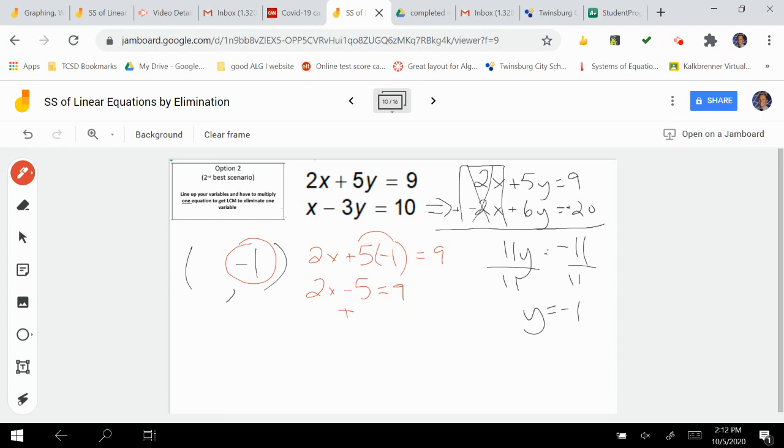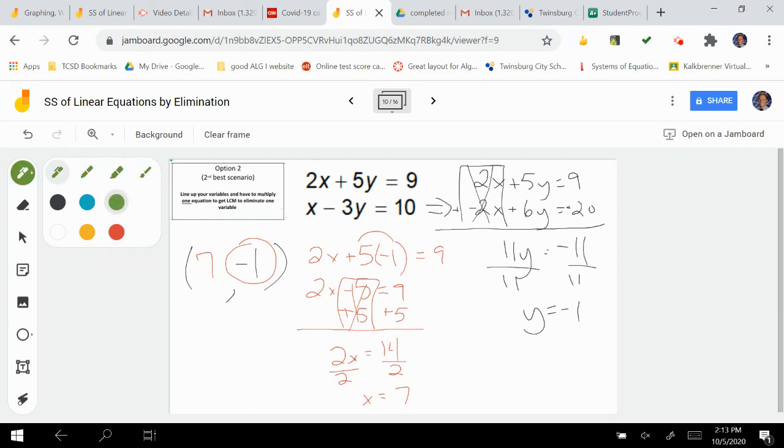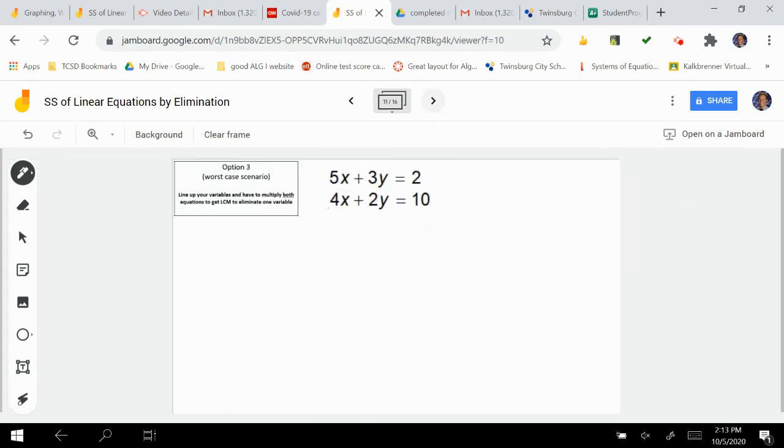I'm going to isolate that variable by doing the opposite of subtracting 5 and adding 5 to both sides, because whatever I do to the one side, I do to the other. I get 2x equals 14. Divide by 2, I get x equals 7. So my answer is 7, comma, -1. I can check that with Desmos again because I'm looking for what? That point of intersection where those two lines cross should be right 7 and down 1. That's what that means. 7, comma, -1.